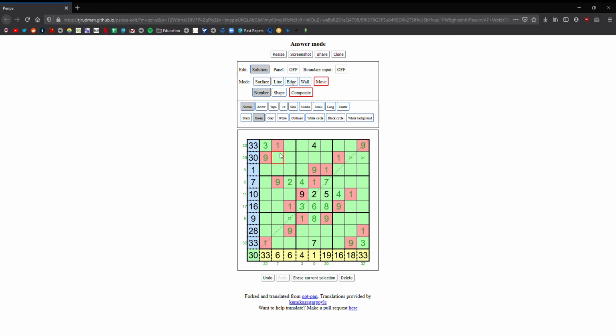Let's think about what the combo has to be. 7 we can make in 3 ways. 1 and 6, obviously not, there's a 1 there. 2 and 5, maybe. And 3 and 4, well 3 and 4's out because of this 3 here. So this is a 2-5 pair.